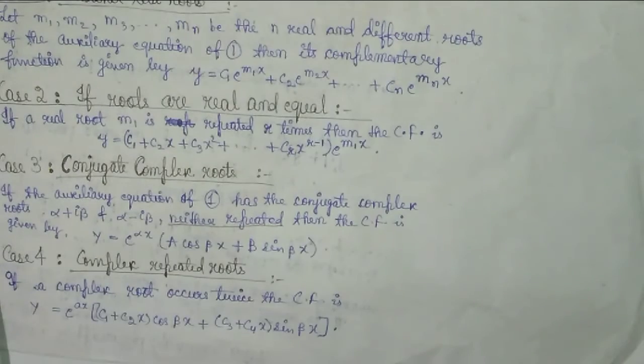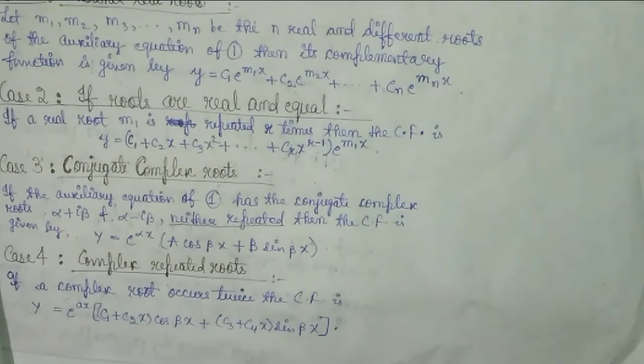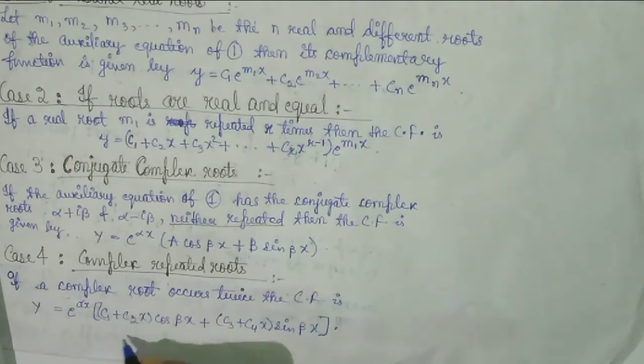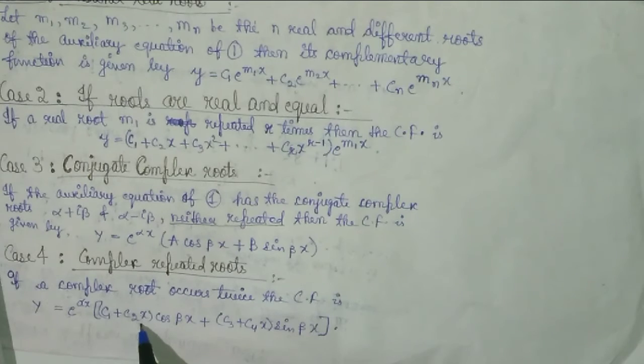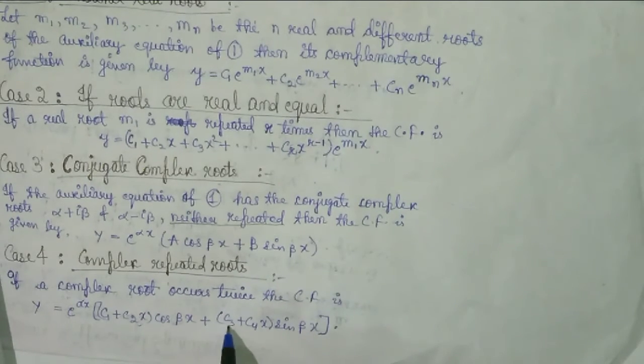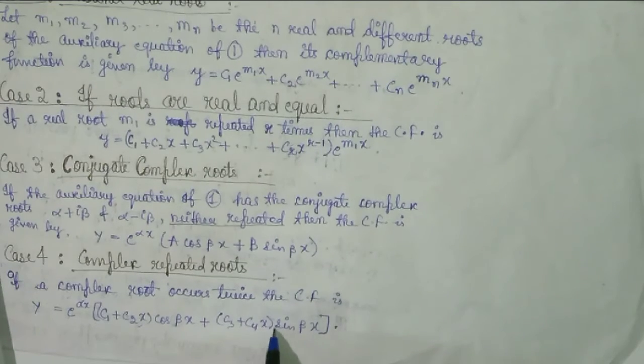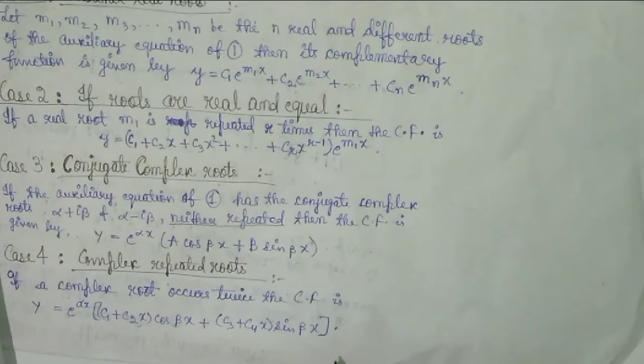Case 4 is if the complex roots are repeated, that is, if a complex root occurs twice, then the complementary function is given by y equals e^(alpha x), this is alpha, whole into (c1 plus c2 x) cos beta x, this is the imaginary part, plus (c3 plus c4 x) sin beta x. Now let us understand this with the help of an example.